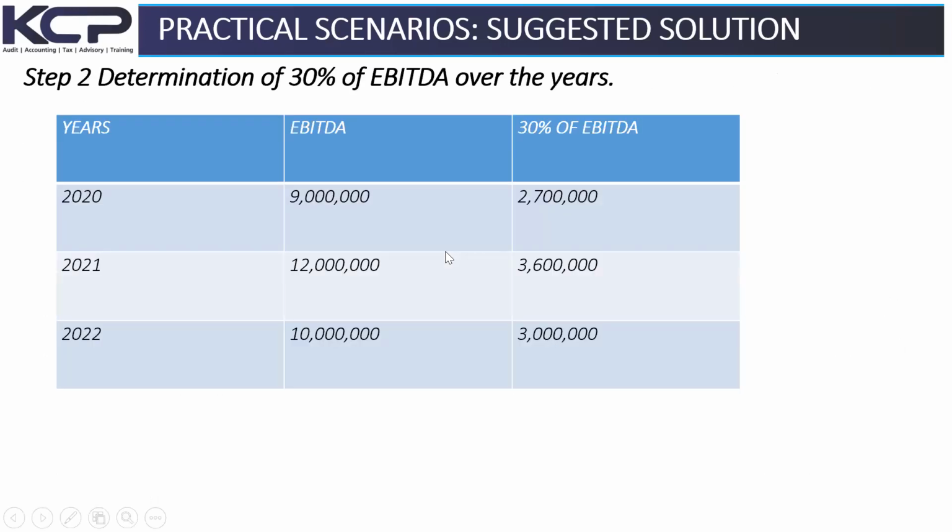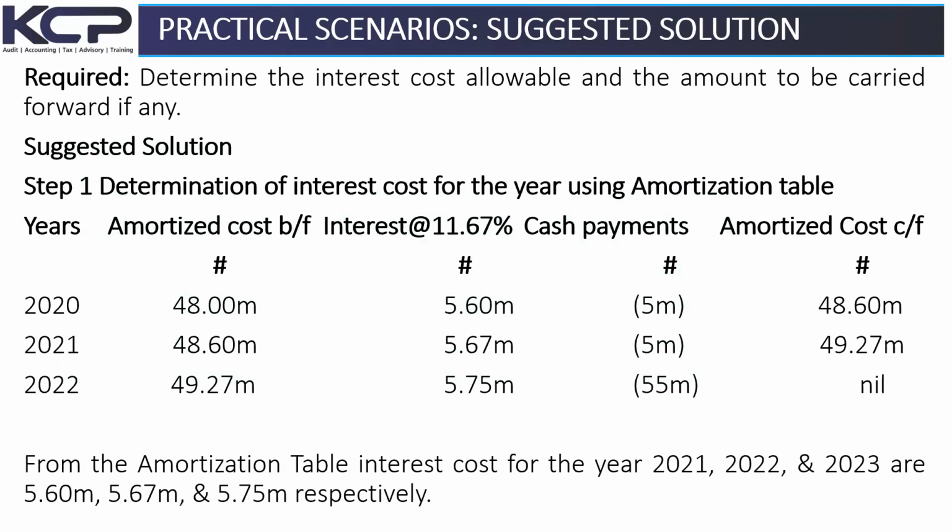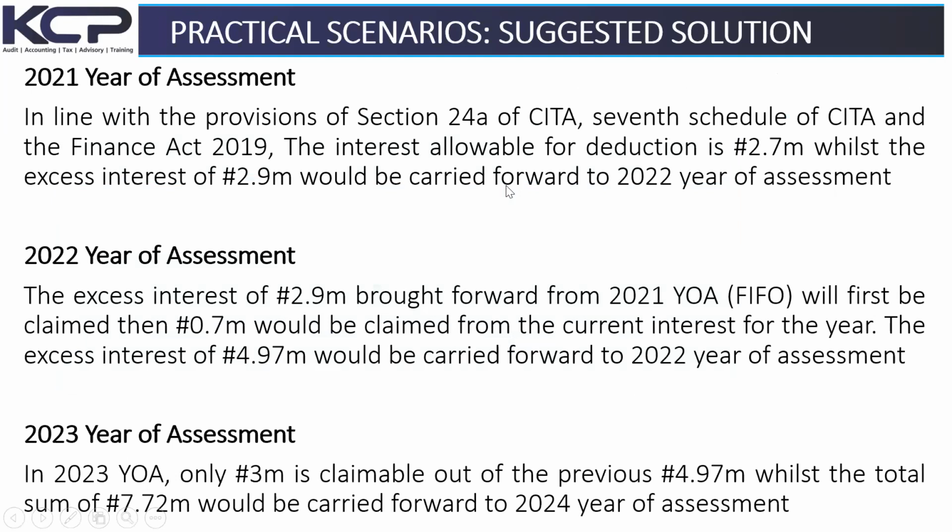How much will be claimed in year 3? Don't forget, in year 3, your benchmark is 3 million. So technically, you have a carry forward from the prior year of 4.97. So you can only claim your 3 million out of that sum, while 1.97 will be carried forward. Meanwhile, the whole of 5.75 for that current third year will also be carried forward alongside. So this is the important area we want to draw your attention to.